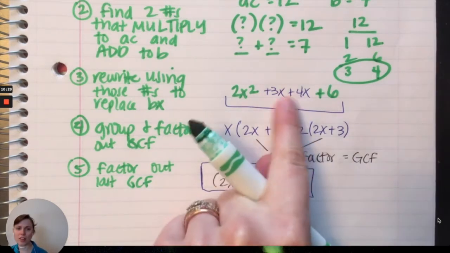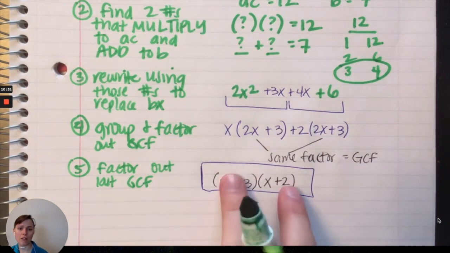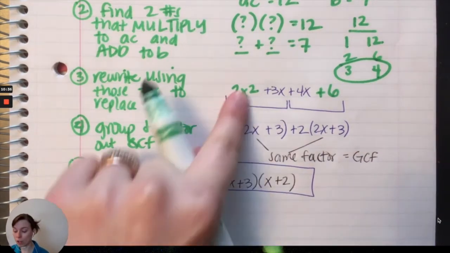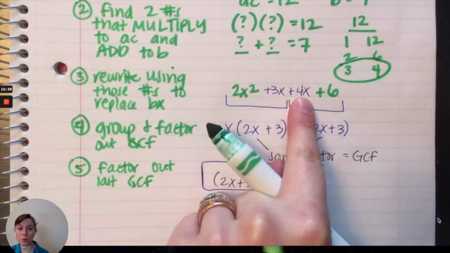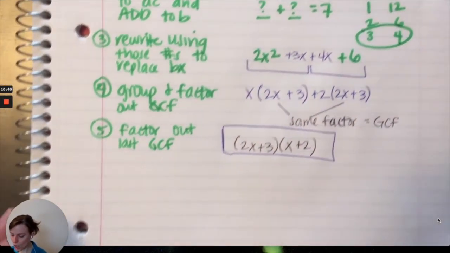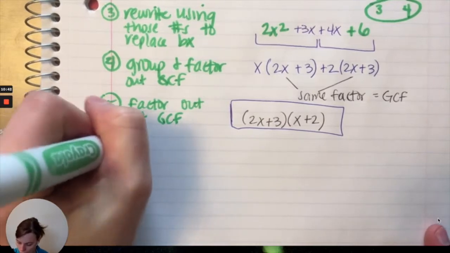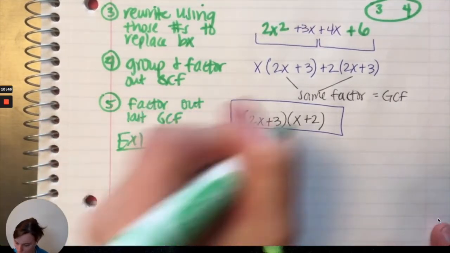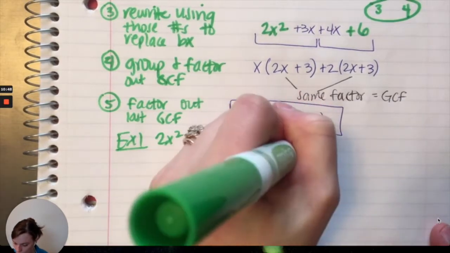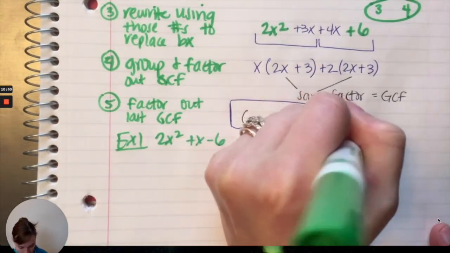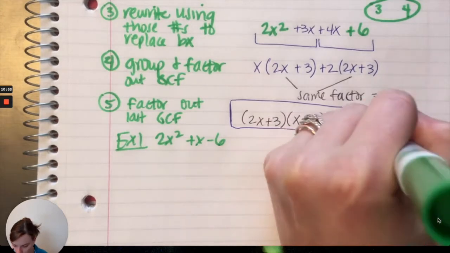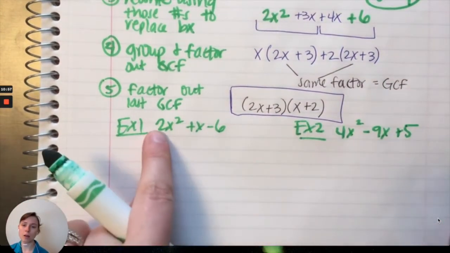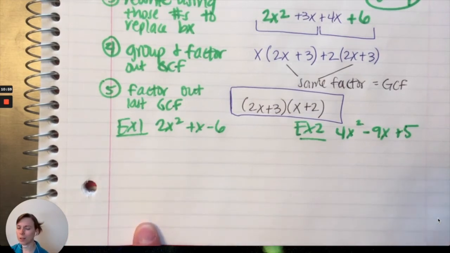If you switch the 3 and the 4, then you most likely would have x plus 2 come first and then 2x plus 3. Doesn't actually matter, but if you want to go try that, put a 4x and then put a 3x and see what happens. Okay, so we are going to do 2 examples. This first one is 2x squared plus x minus 6, and the second one is 4x squared minus 9x plus 5. All right, so I'm going to do both of these in grouping, and then I'll do example 1 in logic probably. We'll see how that works.